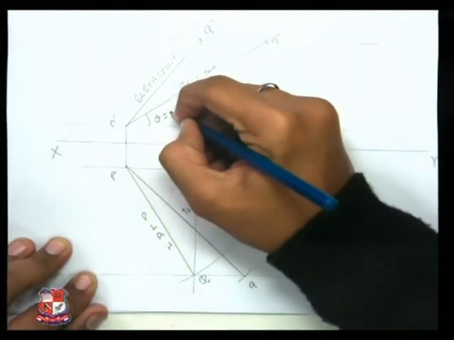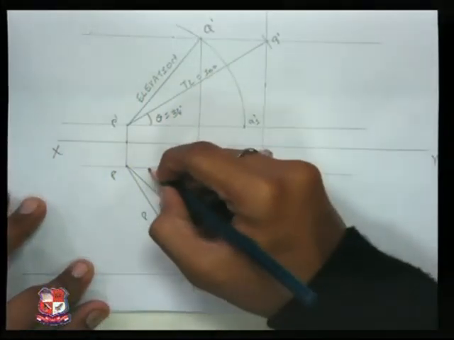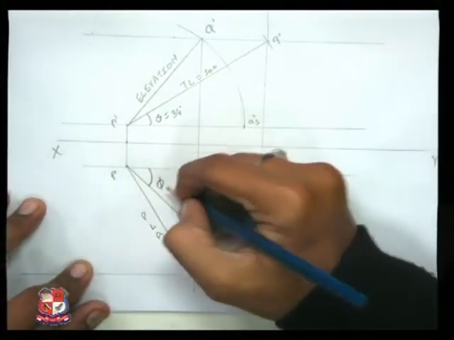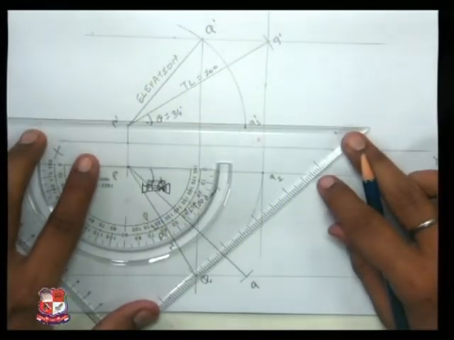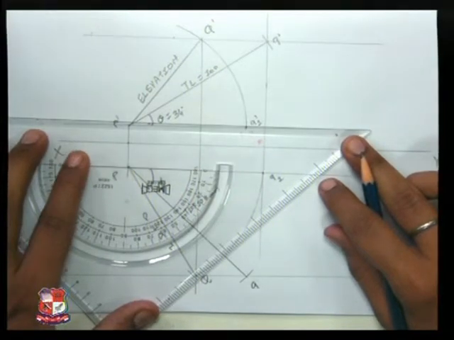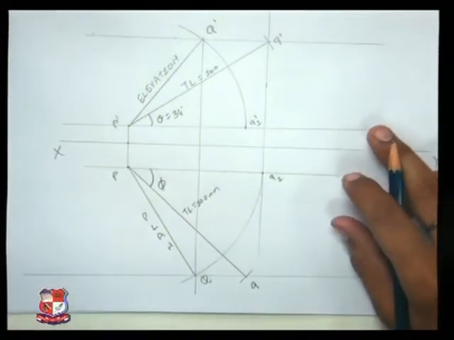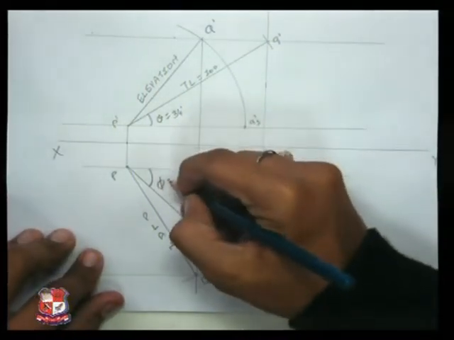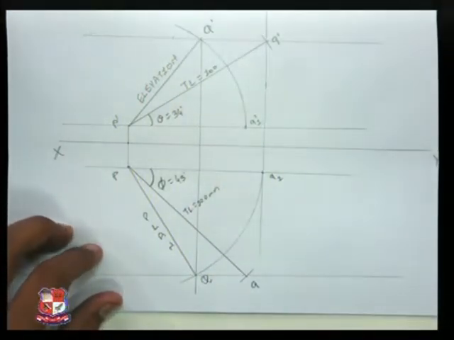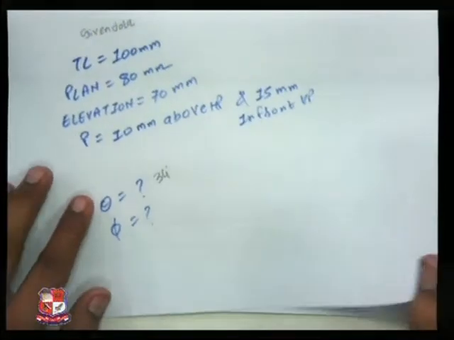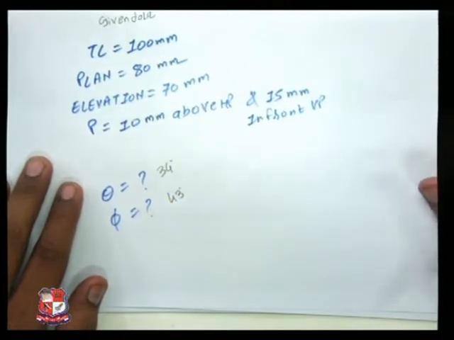Theta we have already found as 34 degrees. We need to find this phi. We will measure it and write it in the answer. Phi is coming as 43 degrees. Phi is equal to 43 degrees, so we write this phi as 43 degrees in the answer.